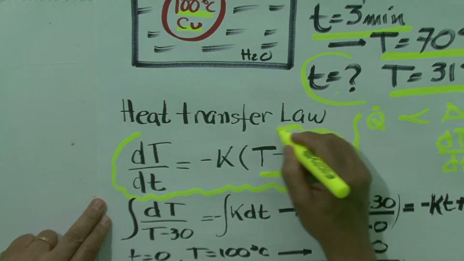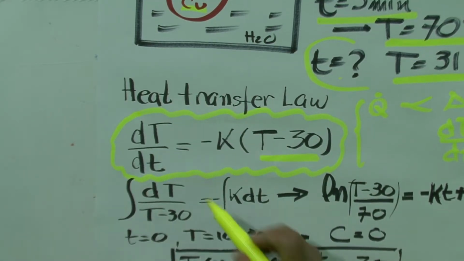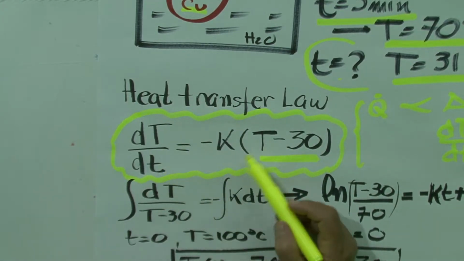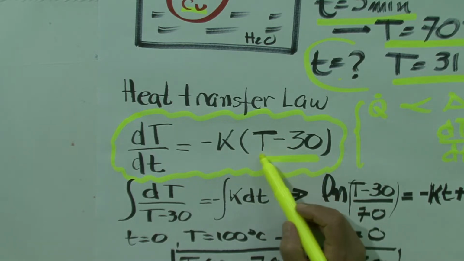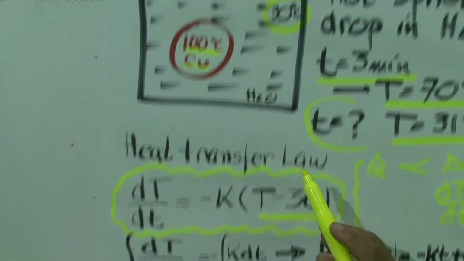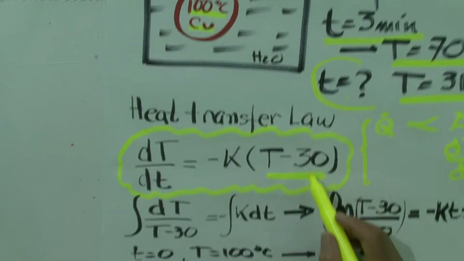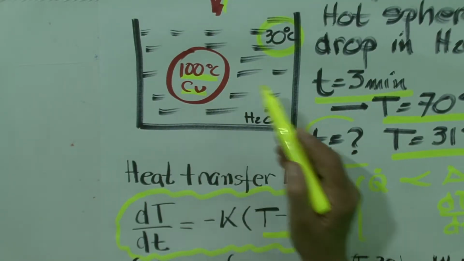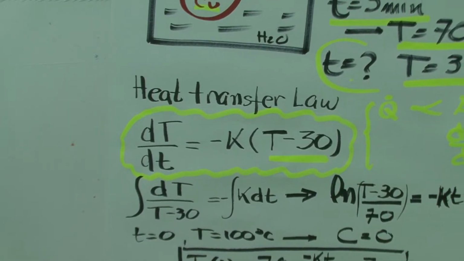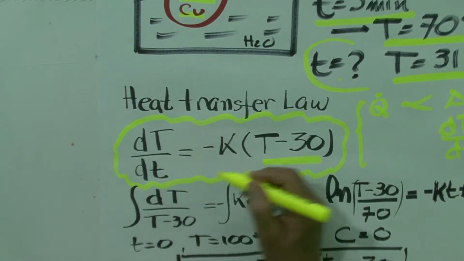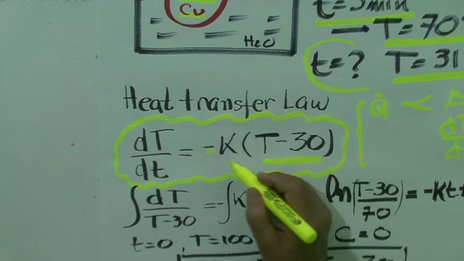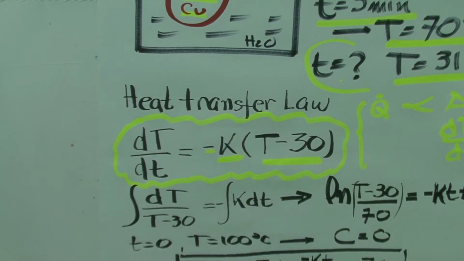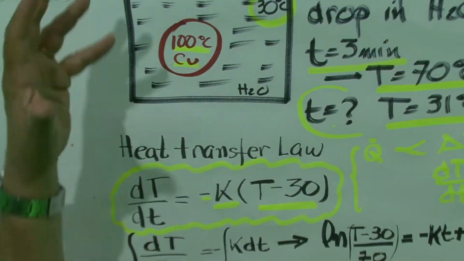So the equation tells me that at any moment, the time variation of the temperature has to be proportional to the difference of temperature. And I kept the bath at a constant temperature. So the difference of temperature is always going to be the temperature of the sphere minus the temperature of the bath. And of course, the temperature is decreasing, so it is negative, and there is a constant here. That's a constant of heat transfer.